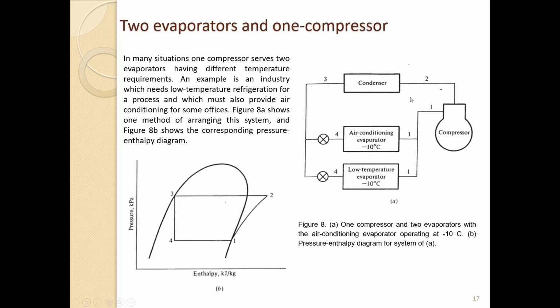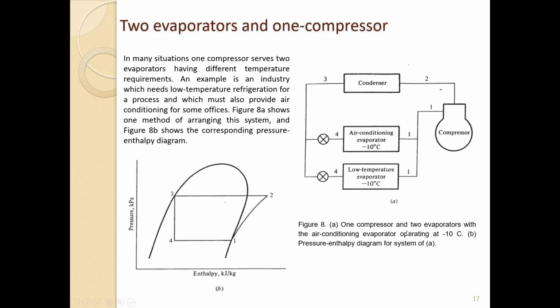Next, two evaporators and one compressor. In many situations, one compressor serves two evaporators having different temperature requirements. Yan. Or different purpose. Ito different purpose to. An example is an industry which needs low temperature refrigeration for a process and which must provide air conditioning for some offices. So figure 8A shows one method of arranging the system and figure 8B shows the corresponding pressure enthalpy diagram. So yan, one compressor.